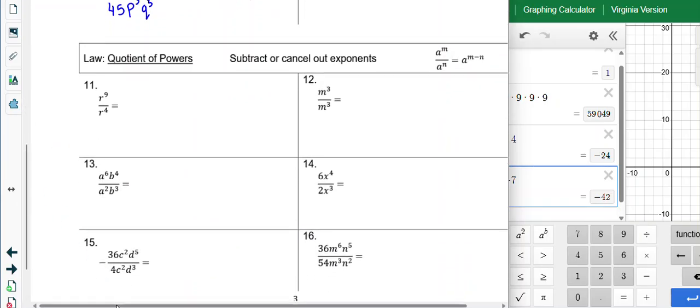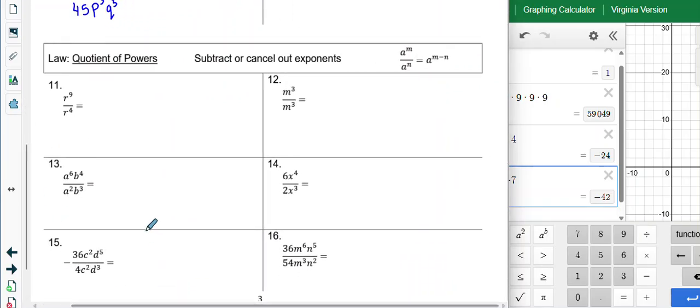All right, quotient rule. The quotient rule is when you subtract the exponents if they have the same base. So right here, you have r. You have 9 minus 4. You take the numerator's exponent 9 and subtract the denominator's exponent. So you have r to the power of 9 minus 4, which is 5.